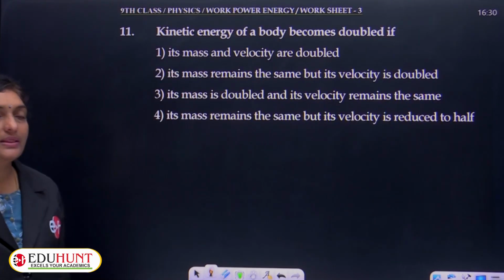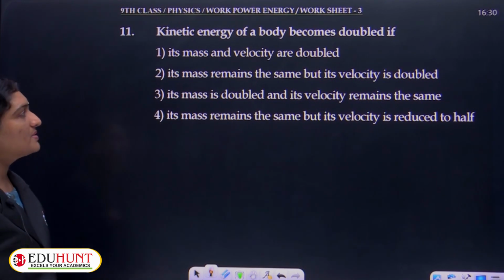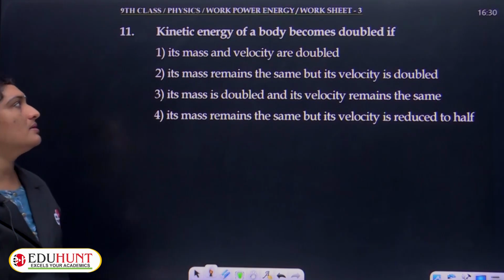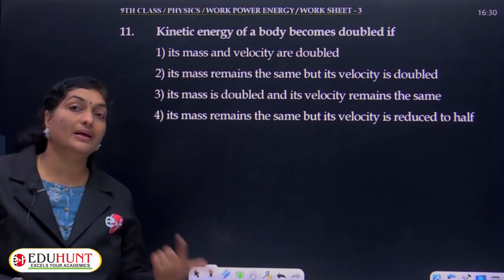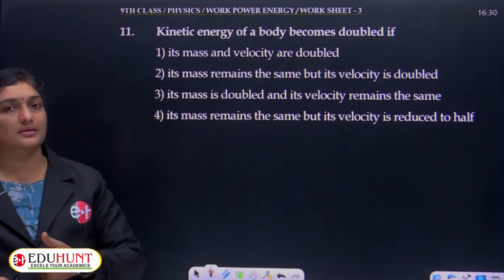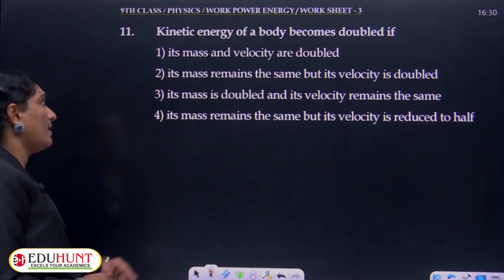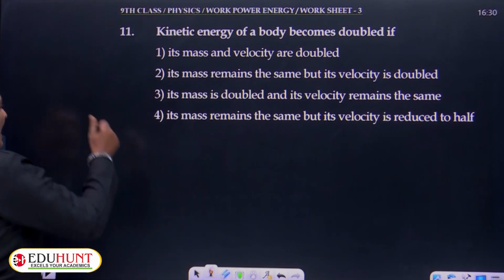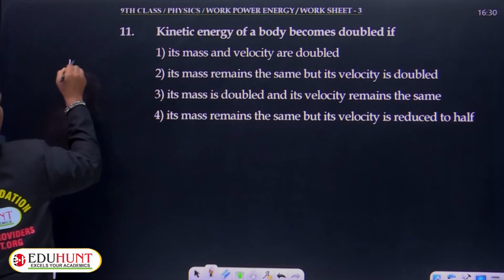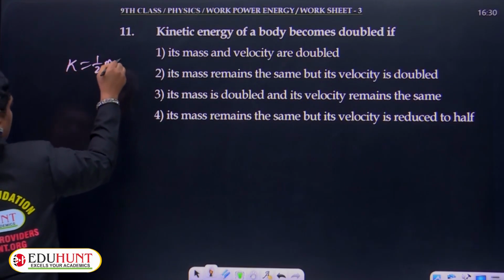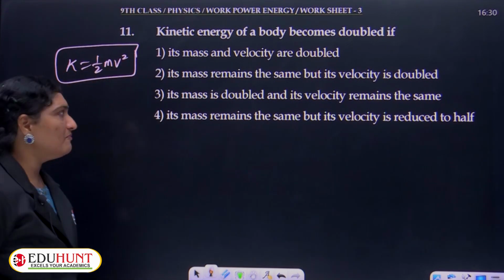So moving ahead with the next question, that is 11th question. Kinetic energy of a body becomes doubled if its mass and velocity are. So what is the reason? Kinetic energy must be doubled and you are asked to find out what happens to the mass and velocity. Let us consider 4 different cases. First one, as we know, the formula for kinetic energy is K equals half mv square. Kinetic energy, instead of KE, I am writing it as K. K equals half mv square.